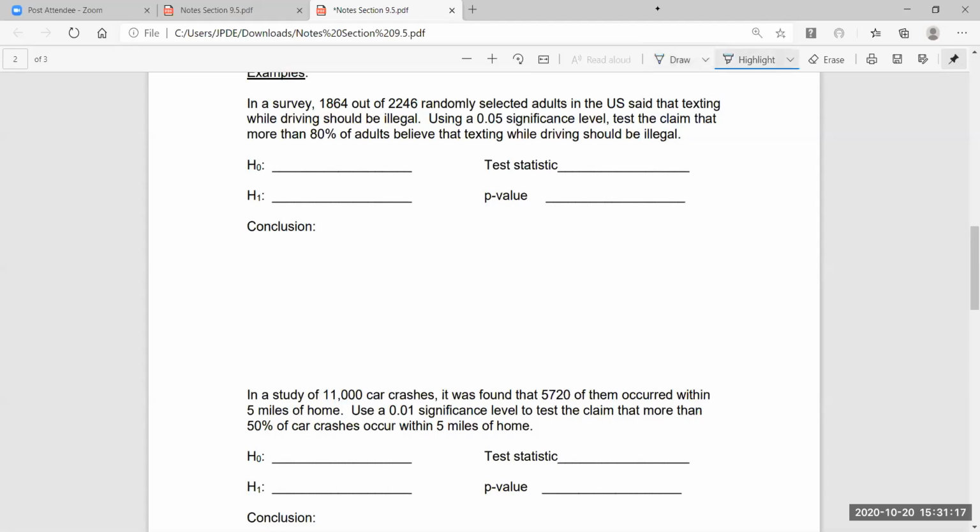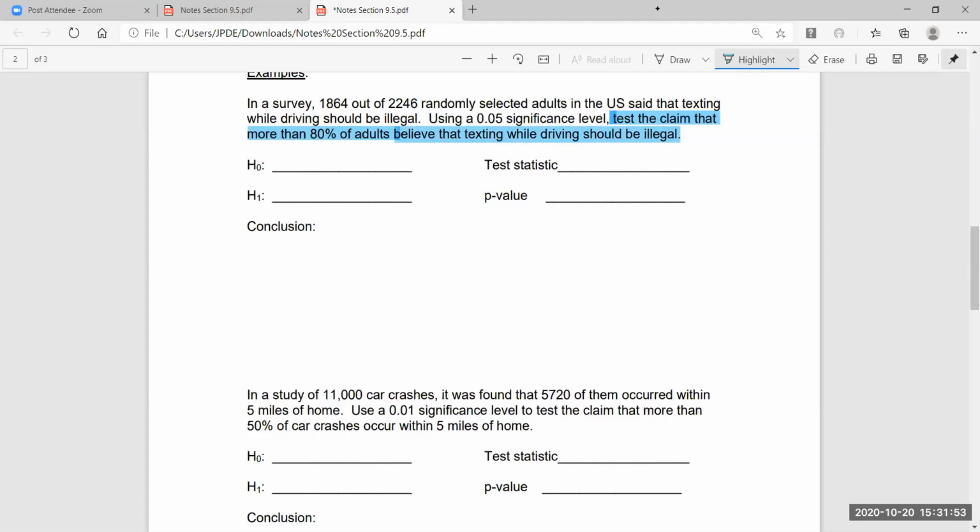So it says here, in a survey, 1,864 people out of 2,246 randomly selected adults said that texting while driving should be illegal. Use a 0.05 significance level. Test the claim that more than 80% of adults believe that texting while driving should be illegal. And I'm actually going to do that whole thing. I think that would be better.